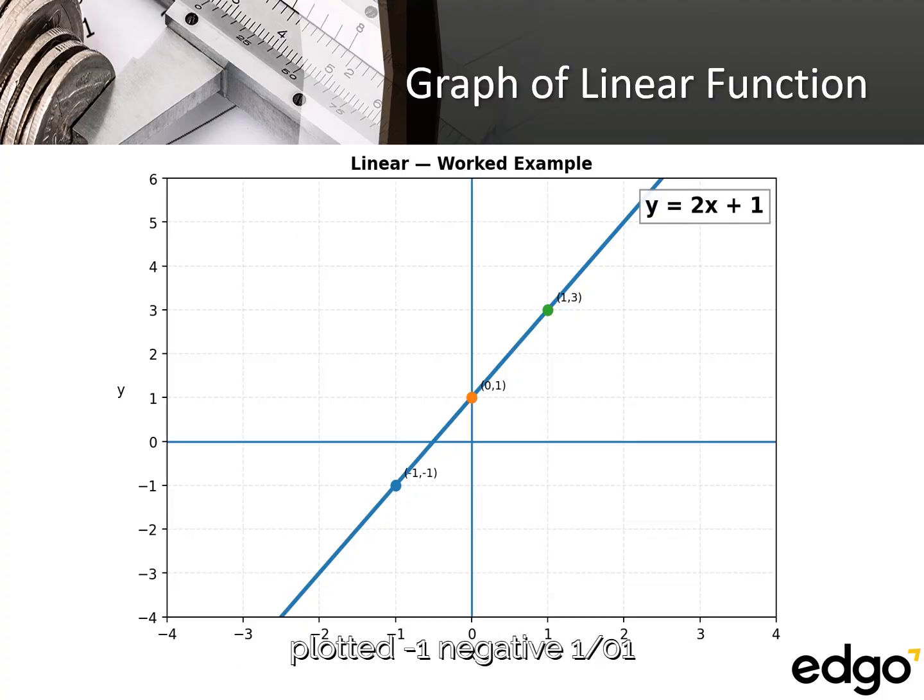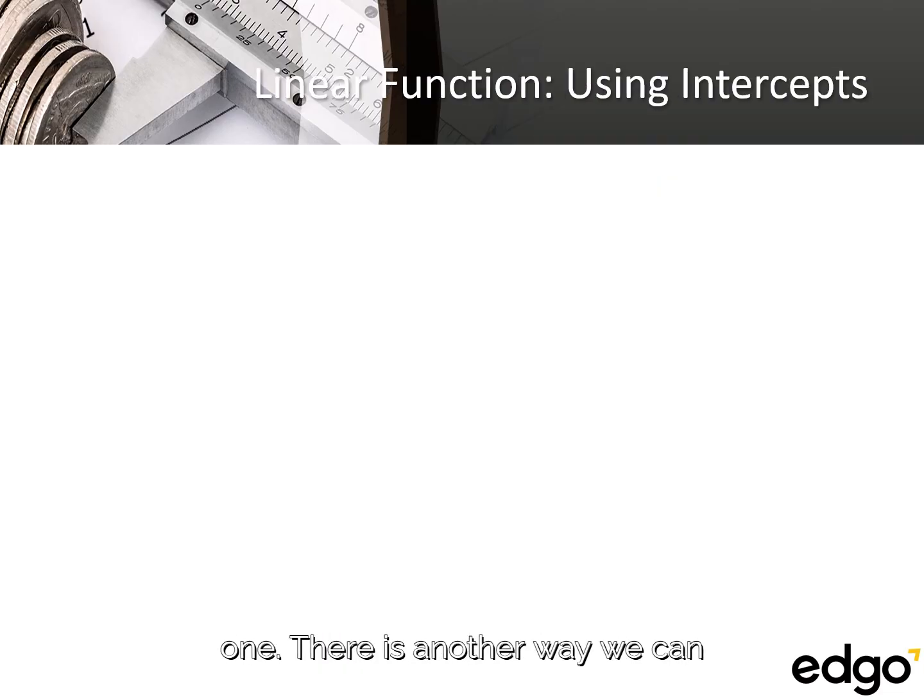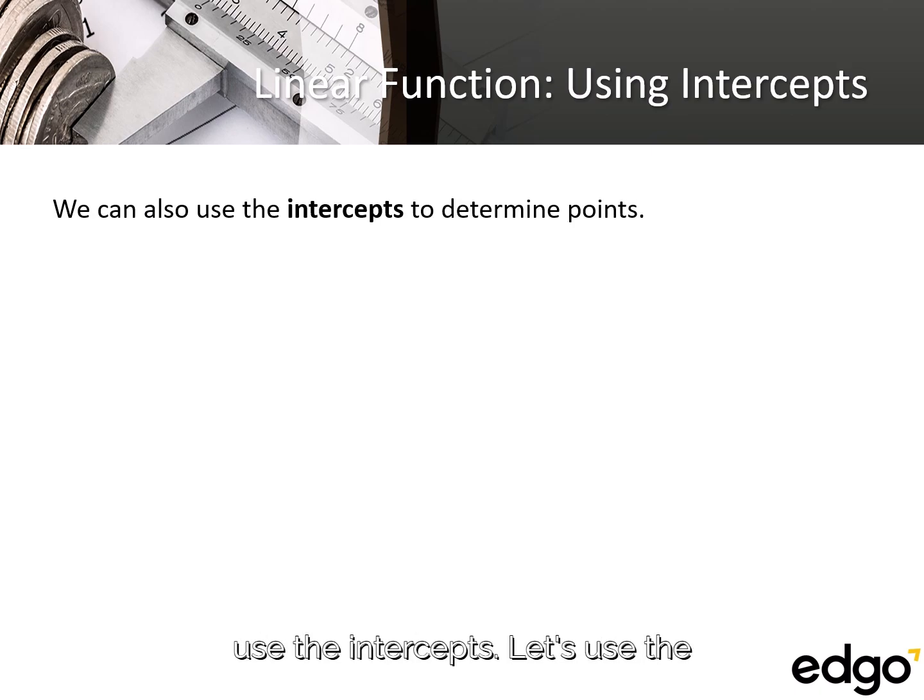We plotted (-1, -1), (0, 1), and (1, 3). Since this is a linear function, the points lie on a straight line. So this is the graph of our linear function, f(x) = 2x + 1. There is another way we can determine the points we need. Instead of choosing convenient values of x, we can use the intercepts. Let's use the same function, f(x) = 2x + 1.